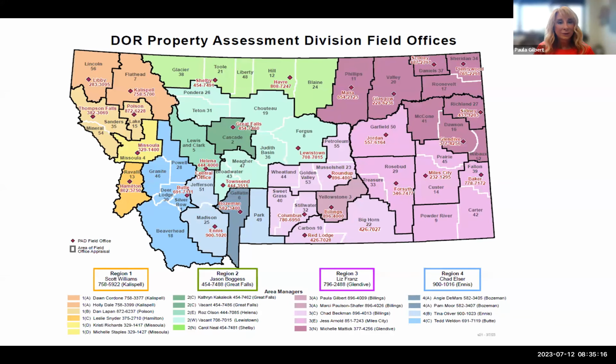In Billings, of course, we have our local office. If you look just to the south of us, you'll see that dark line that surrounds Carbon County and Bighorn County. What that means is that those 2 counties share a local office. And in this case, that local office would be located in Red Lodge. This information is located on our website at mt.revenue.gov.